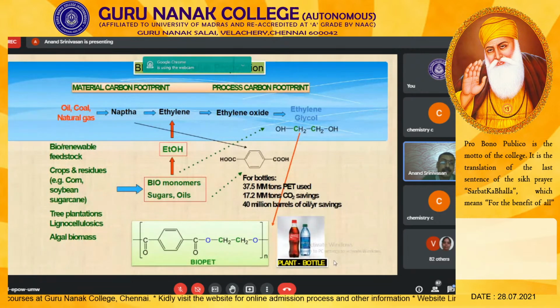And as a result, you can see this is what I told you. So naphtha oil is converted into ethylene oxide, so you get ethylene glycol. So that is one way of doing it.